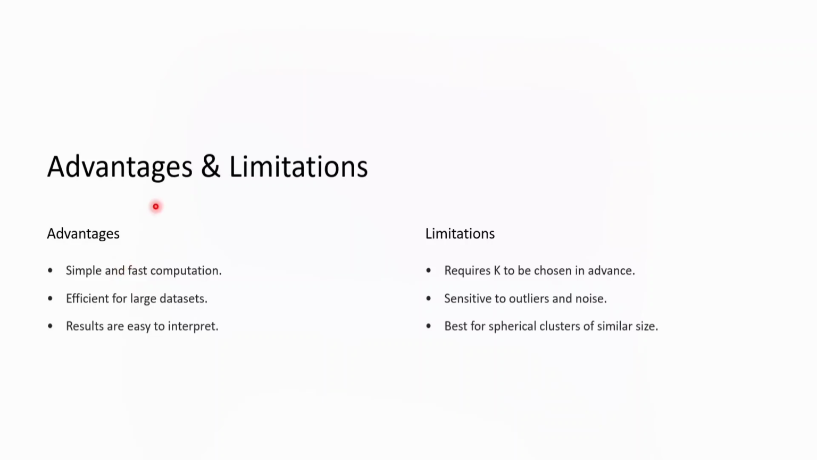These are some advantages and limitations of K-means clustering. First is simple and fast computation. Next is that it is efficient for large data sets. Results are easy to interpret. The limitations of K-means clustering are that it requires k to be chosen in advance, it is sensitive to outliers and noise, and it is best for spherical clusters of similar size. So we will see one example of the K-means clustering algorithm using Python.